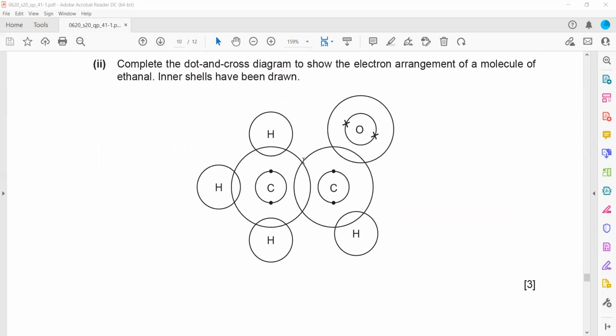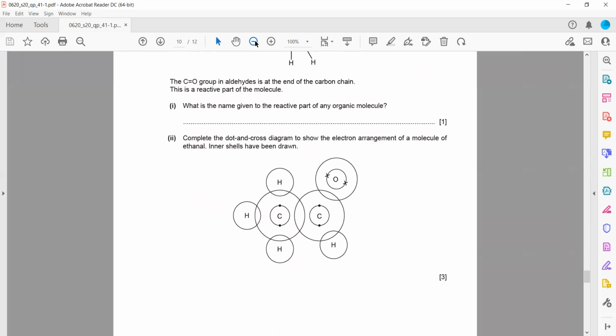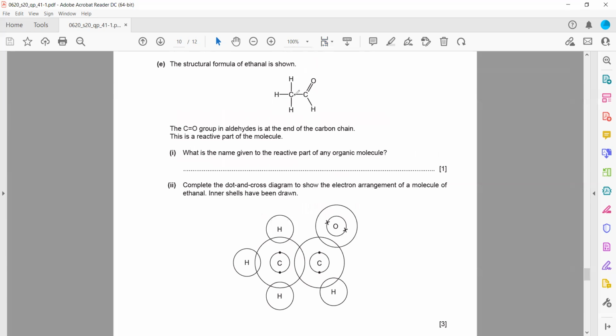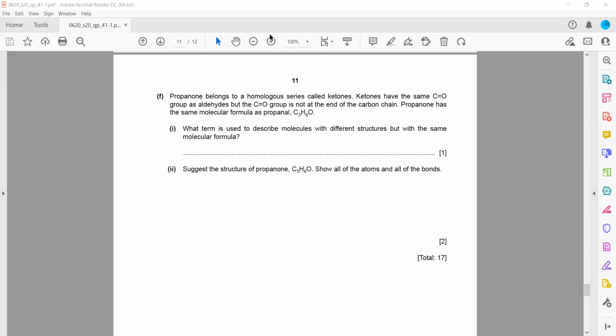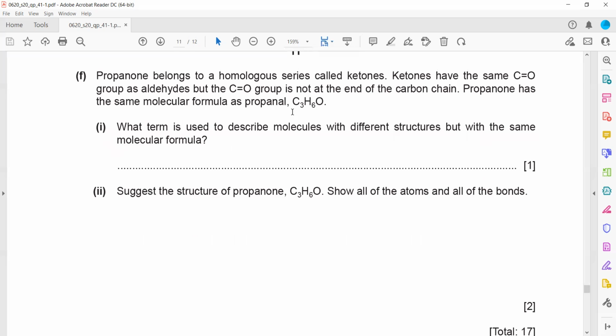We have to complete a dot and cross diagram according to the figure. So between carbon and hydrogen, there's a single bond. So hydrogen, carbon, single bond. Then here also single bond, single bond. Between the two carbon atoms, single bond, so a pair of electrons. Between oxygen and carbon, there's a double bond, so there will be a double bond or two pairs. And between carbon and hydrogen, there will be a single bond.